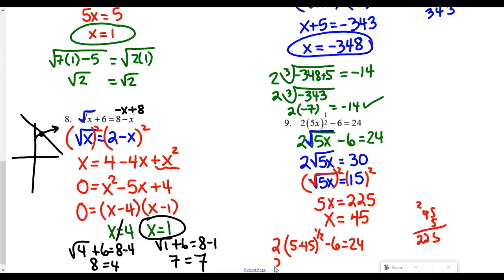225. So I have 2 times the square root of 225 minus 6. Square root of 225 is 15. 15 times 2 is 30. 30 minus 6 is 24. This worked out. X equals 45 is my solution to that equation.